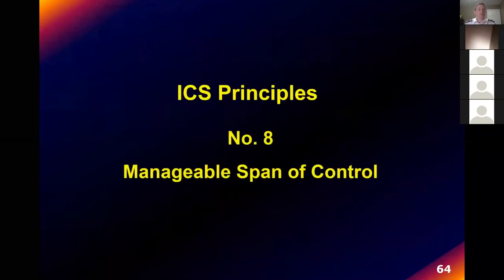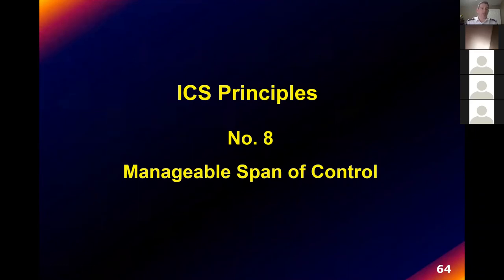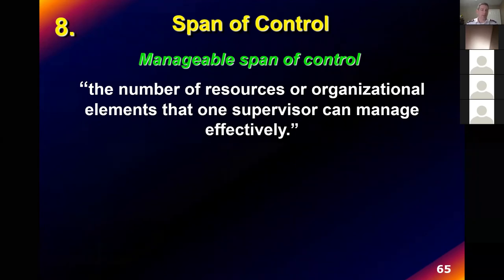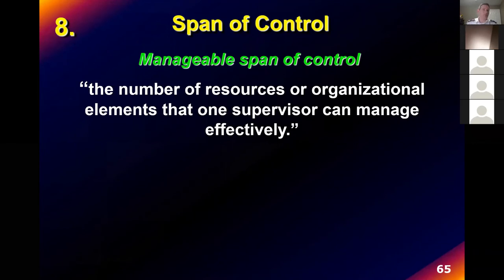And this comes down to our eighth principle, where we talk about manageable span of control, right? Span of control is the number of resources or organizational elements that one supervisor can manage effectively. Research has shown that we humans are able to effectively maintain command and control of between 3 at the lowest and 7 at the most, right? Basically, 5 is really in that nice sweet spot. But between 3 and 7 is a manageable span of control.